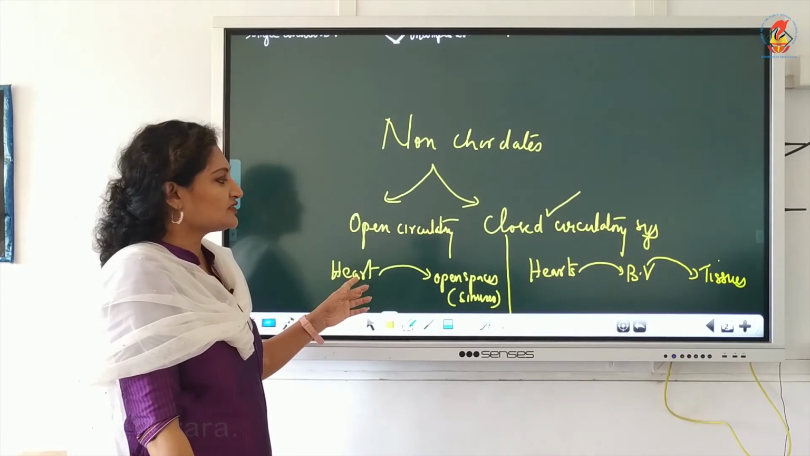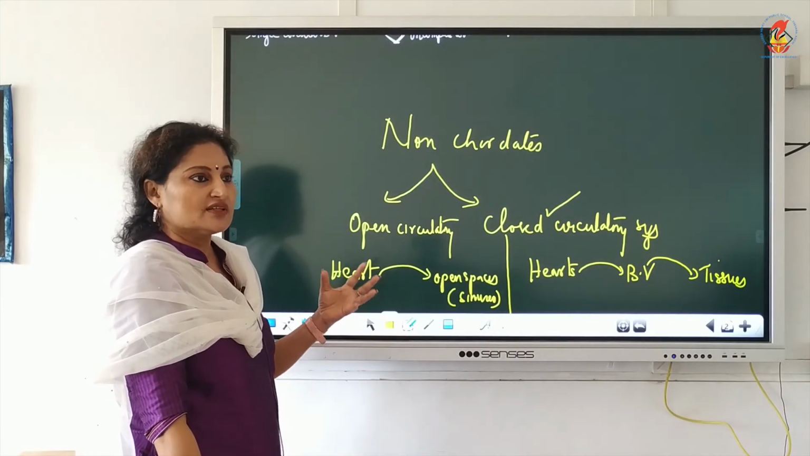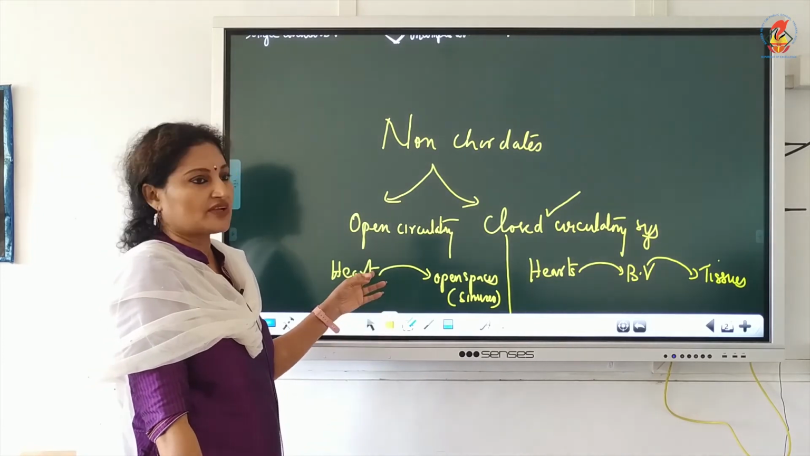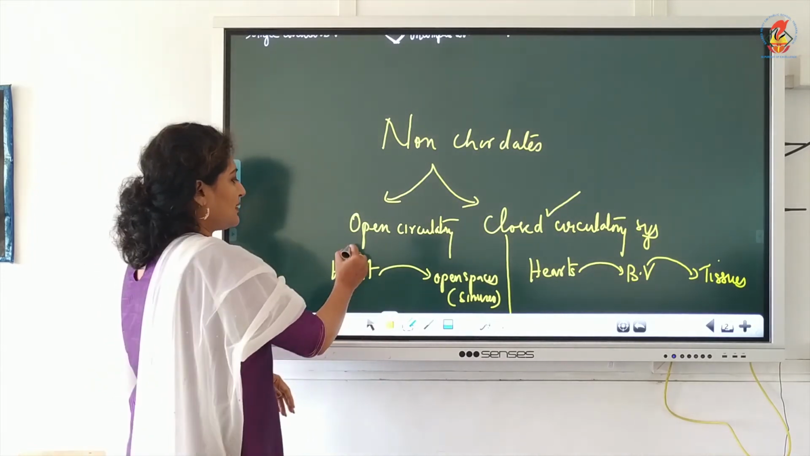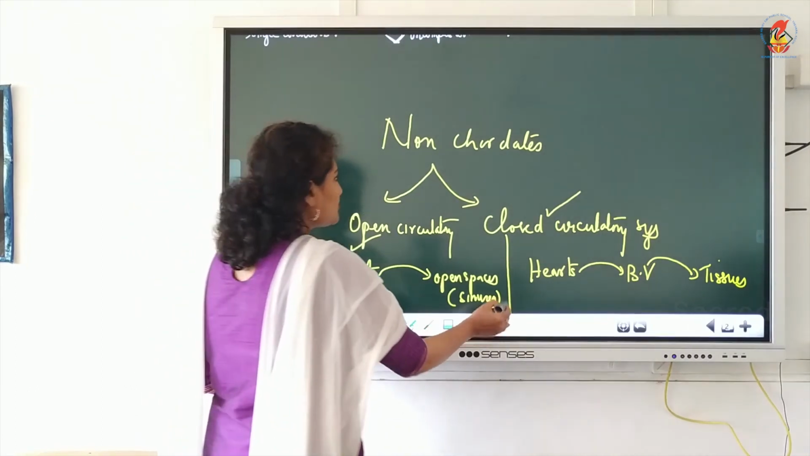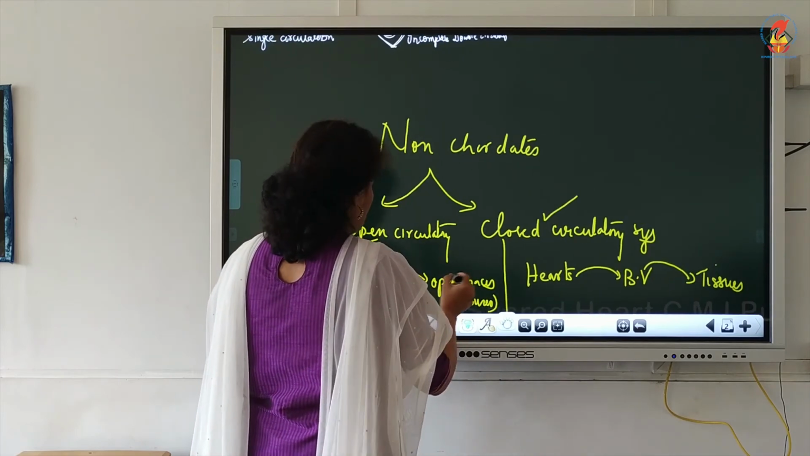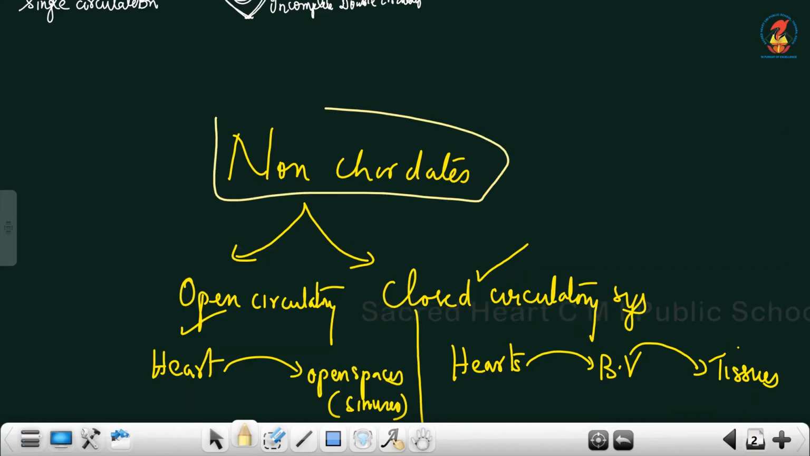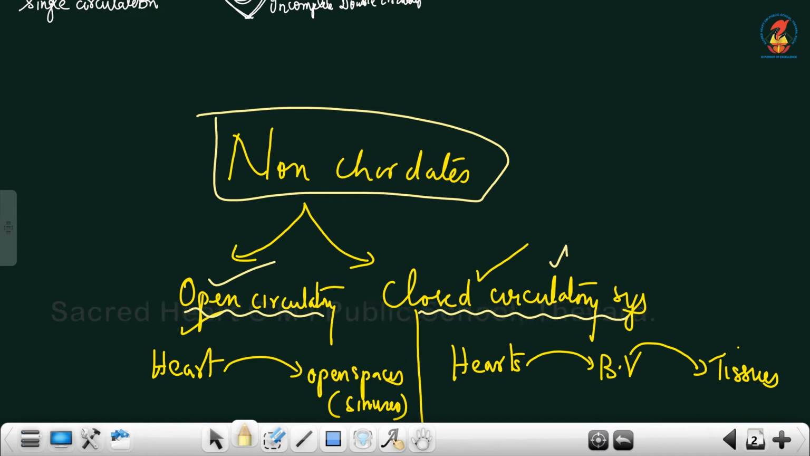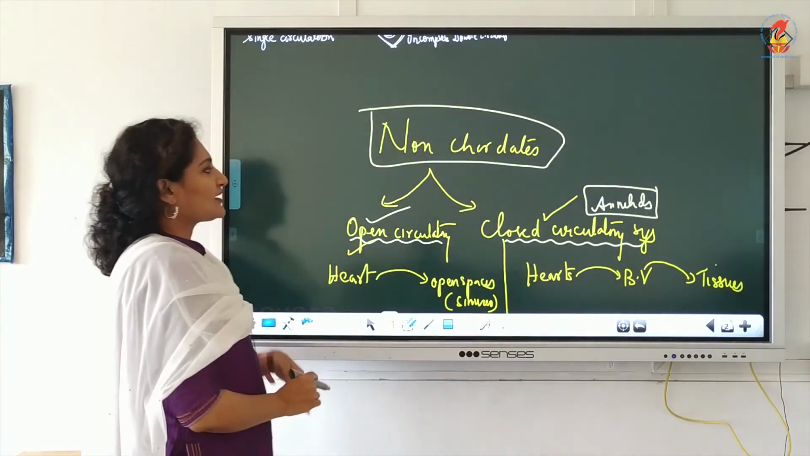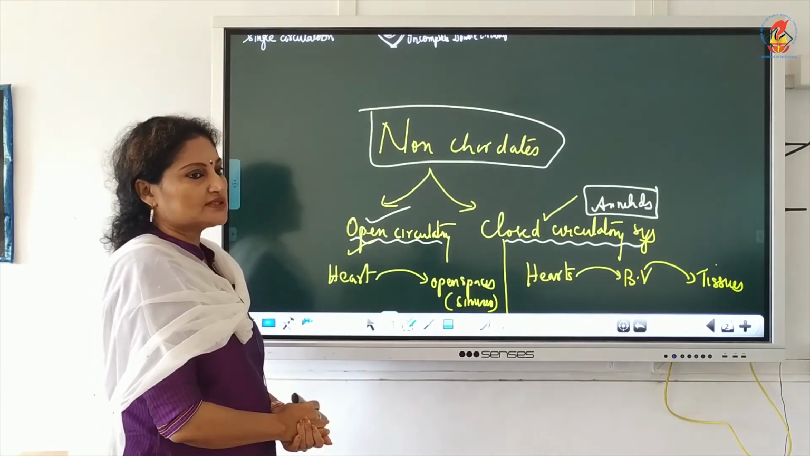Whereas the open circulatory system, it's in open spaces, so it's not under pressure and it's not well regulated. Clear? And most of the non-chordates have open circulatory system. Only one taxon has this closed circulatory system, that is the annelids. So the earthworms or the annelids have the closed circulatory pathway, whereas the remaining non-chordates have the open circulatory pathway.